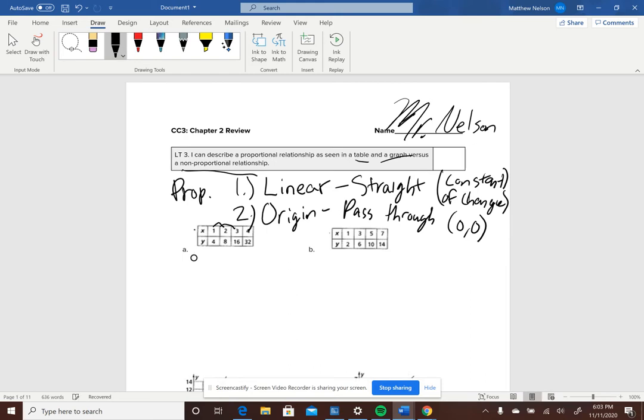All right, so if we take a look at our first table here, we're going from 1 to 2, 2 to 3, 3 to 4. So we're going up by 1 each time for our x. And then I'm checking for my y if we're doing the same thing. So from 4 to 8, we're going up by 4. From 8 to 16, we're going up by 8. And from 16 to 32, we're going up by 16. So notice we're not going up by the same number each time. We don't have our constant rate of change. So we don't even need to graph this because we know that the line is not going to be straight. Therefore, we can say that that table is not proportional.